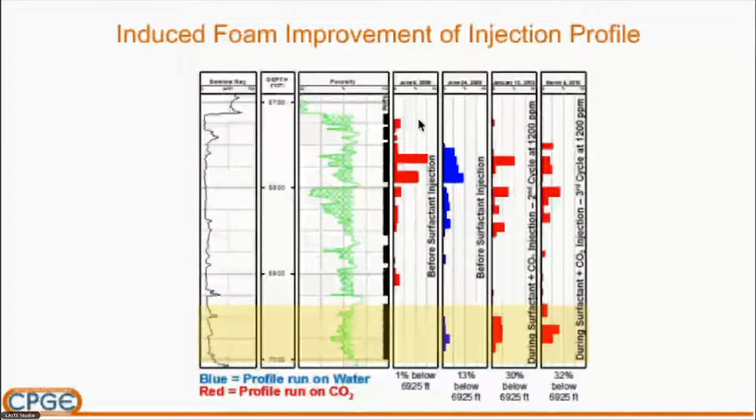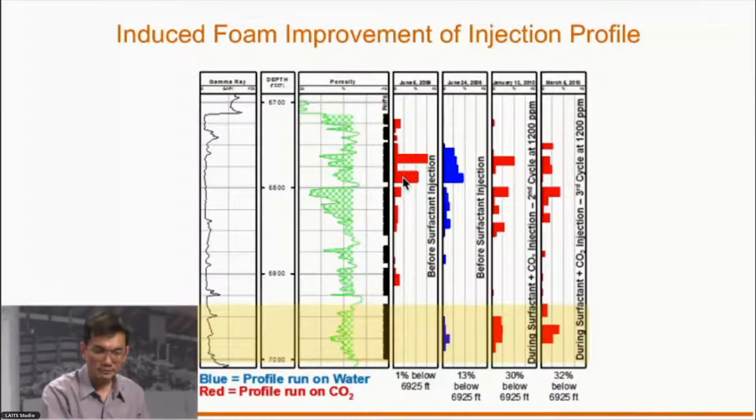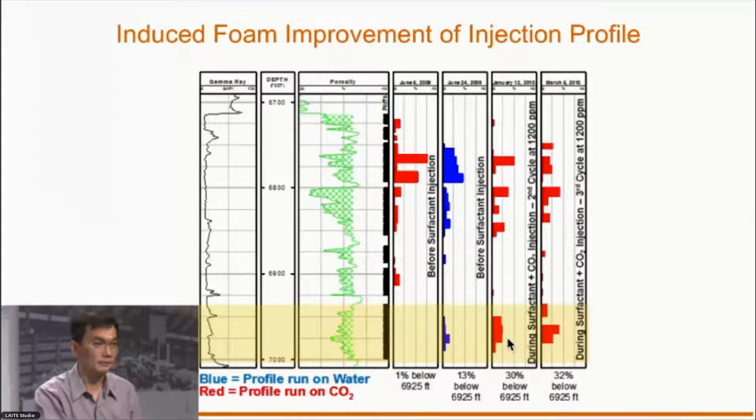So you can see that this is the CO2 injection profile before foam treatment, and this is for water. You can see most of the CO2 and water invaded only the top structure of the reservoir. After the foam treatment, we managed to bring much more CO2 into the bottom of the reservoir, a significant improvement in the injection profile.